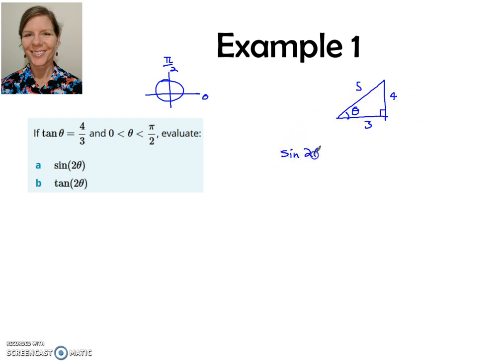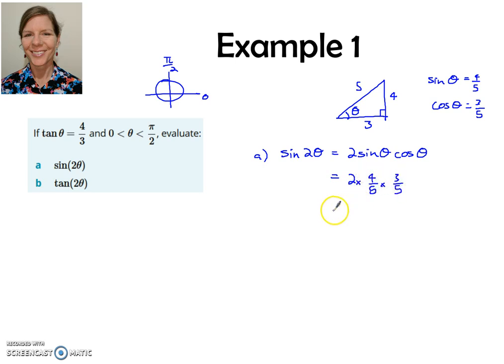We've got sine 2 theta, and we know that that's 2 sine theta cos theta. Now we need to know what is sine theta and cos theta. From up here, we can work out straight away that sine theta is 4 on 5, cos theta is 3 on 5. So this is just going to be 2 times 4 on 5 times 3 on 5, and that gives you 24 over 25.